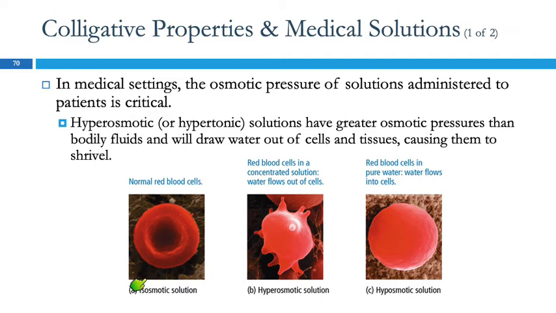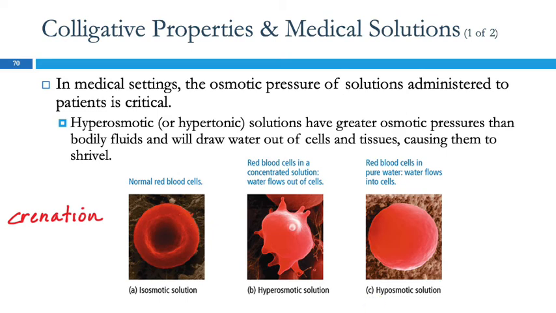So this is what a normal red blood cell looks like. It's kind of a donut shape. That's not a hole in the middle, but an indentation. If you take the normal red blood cells and put them into a hyperosmotic solution where the pressure of solutes outside is higher, then you're going to be pulling water out of the red blood cells. This is called crenation when that happens.